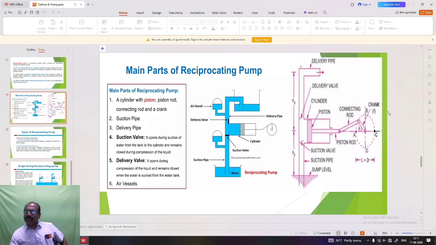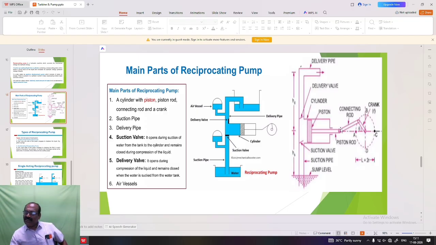When the electrical motor is on, that electrical motor generates mechanical energy. That mechanical energy is coupled with the reciprocating pump, and with the rotation of the crank, the piston moves right and left. While the piston is moving in the left-hand direction, the suction valve is opening, and water flows through the suction valve and fills into the cylinder. At the same time, the delivery valve is in a closed condition.